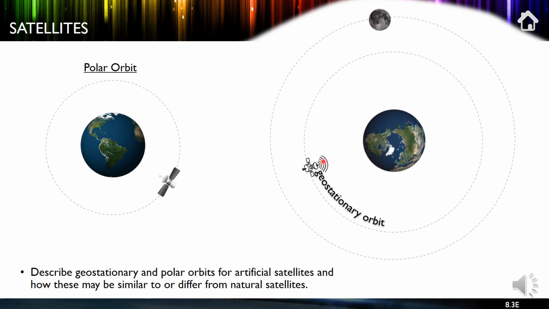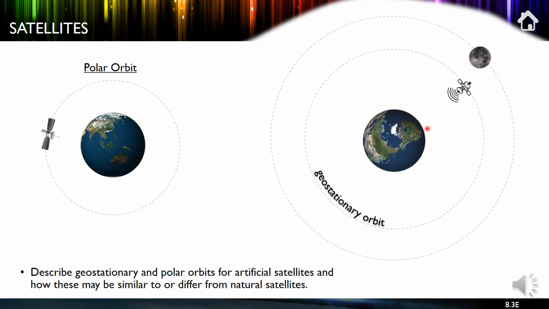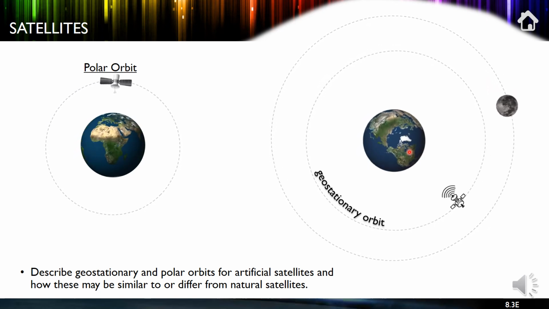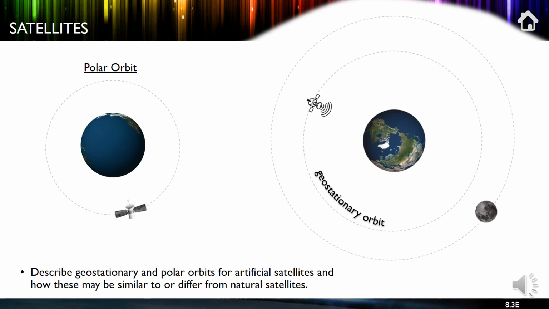Now, geostationary orbit, as we've said, has the advantage that it doesn't move relative to the planet, which means you don't have to track it. So it's extremely useful for communication purposes.